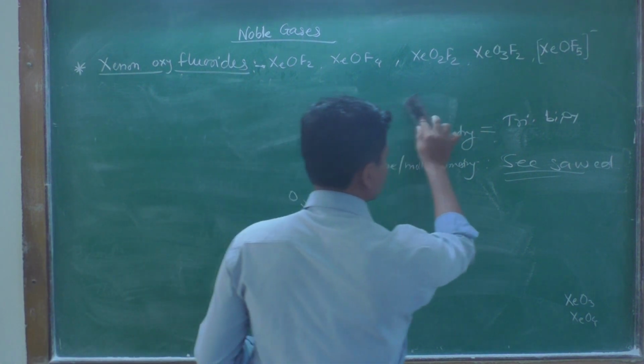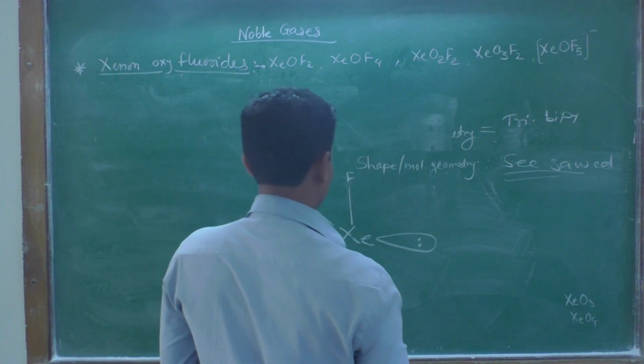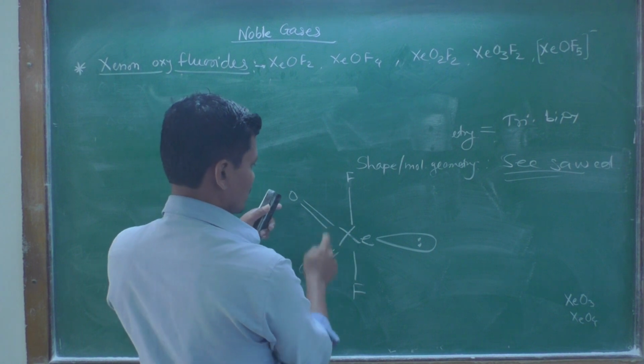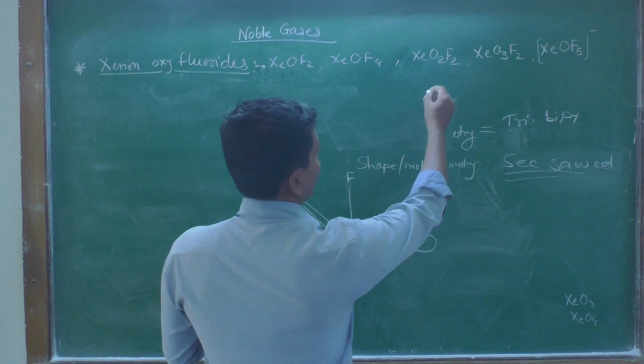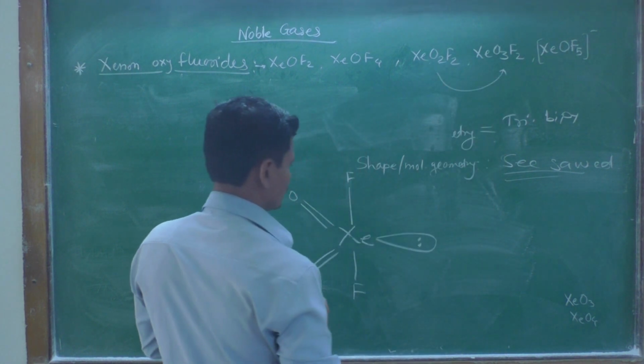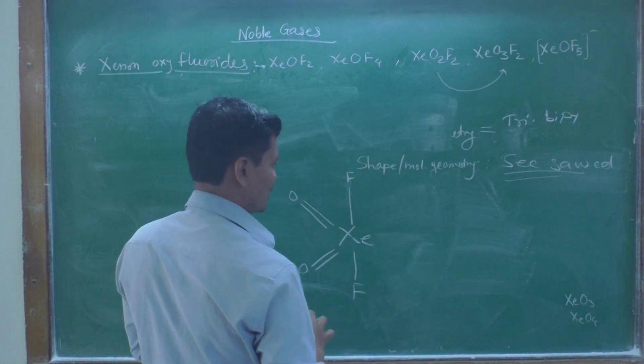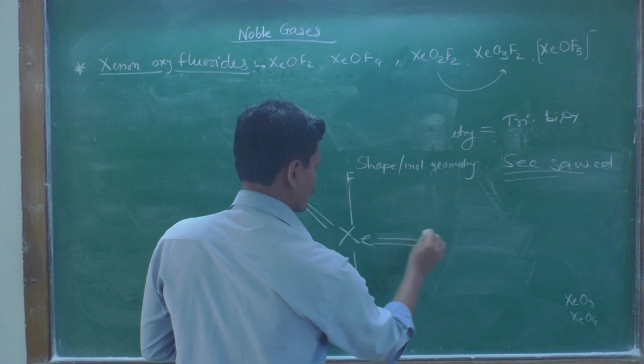What is the structure of this? Come to the structure directly. XeO3F2. So 2 fluorine atoms are as it is, so add only 1 oxygen atom. So replace this lone pair and put an oxygen atom.